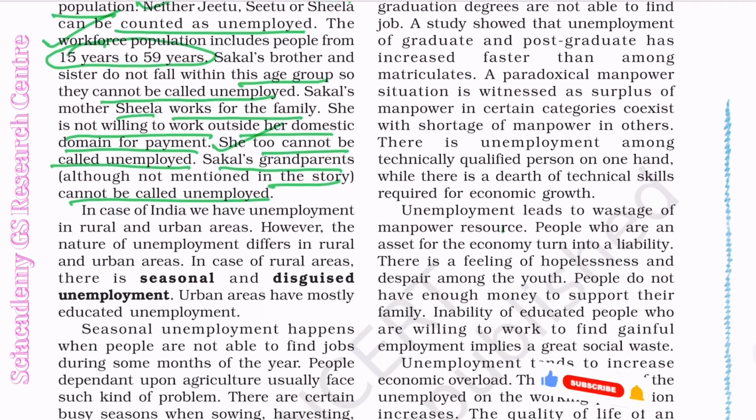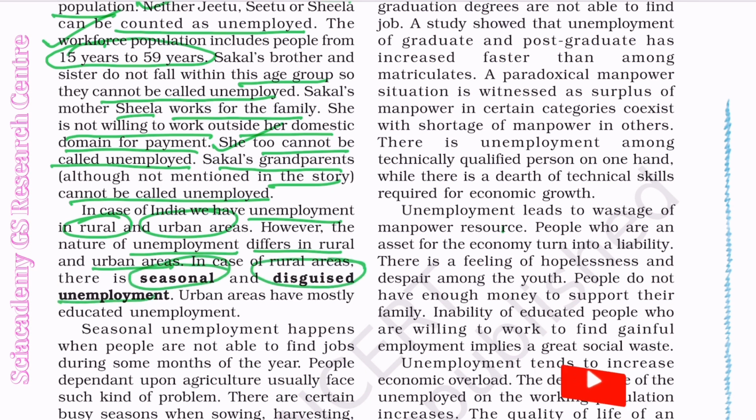In case of India, we have unemployment in rural and urban areas. However, the nature of unemployment differs in rural and urban areas. In rural areas, there is seasonal and disguised unemployment. Urban areas have mostly educated unemployment. Seasonal unemployment happens when people are not able to find jobs during some months of the year. People dependent upon agriculture usually face this kind of problem.